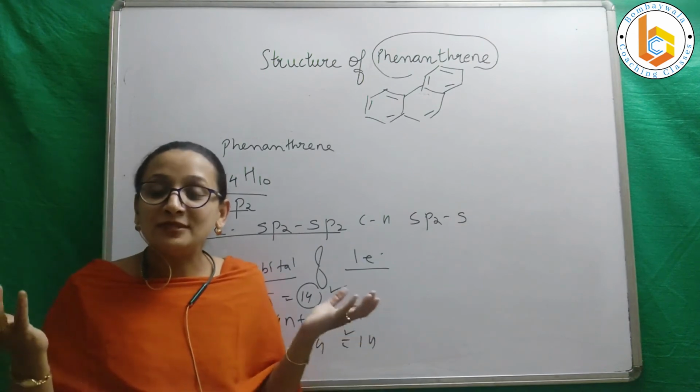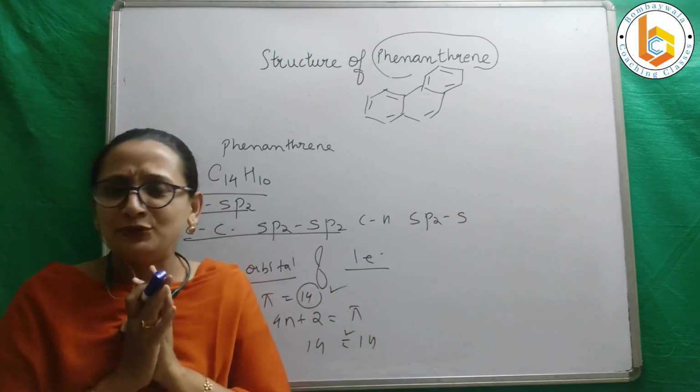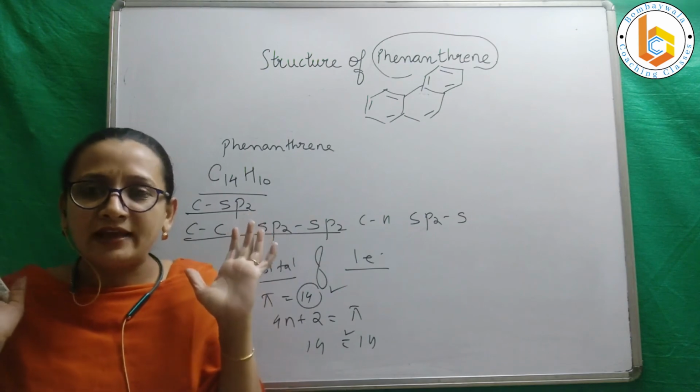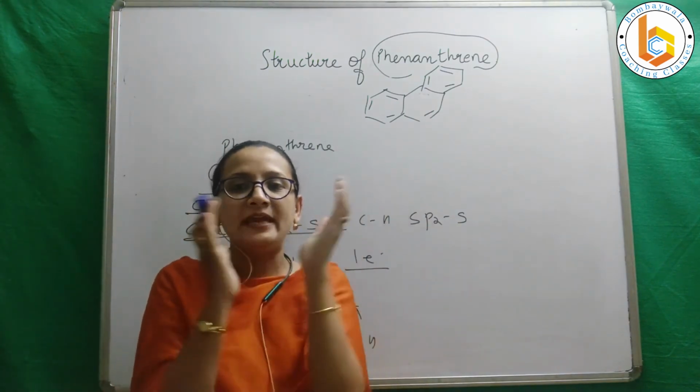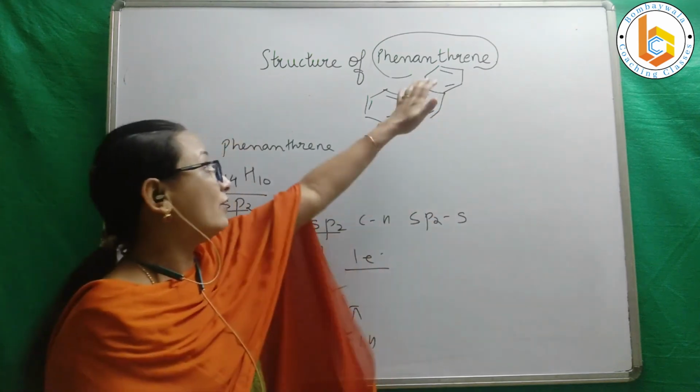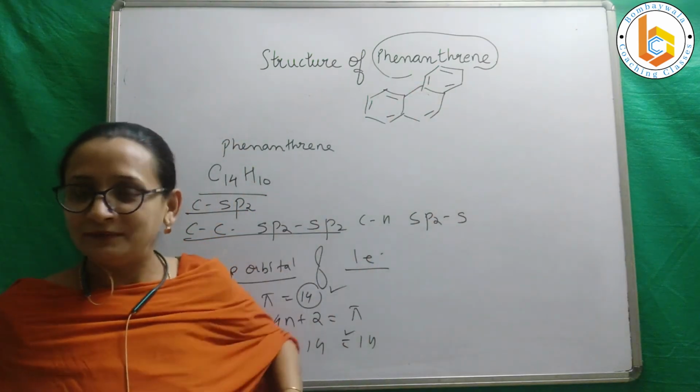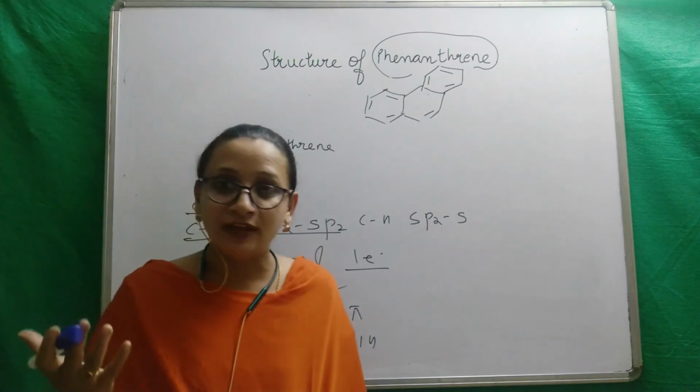So that is how simple it is. We just have to do nothing. Whatever we expected, we understood in anthracene, we just have to copy paste. We are under the structure of phenanthrene, right? We've already seen numbering of phenanthrene in other videos.